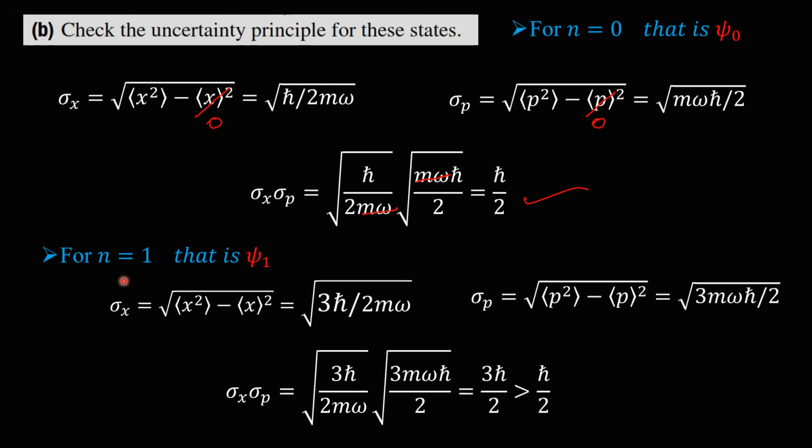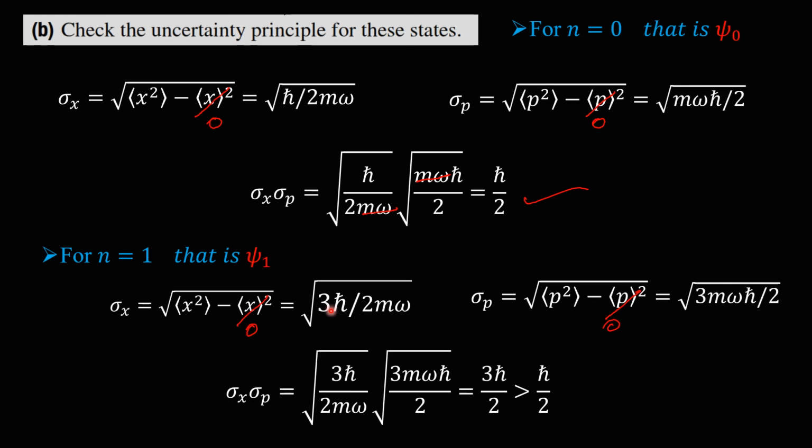Then the next case, n equal to 1, that is psi 1. In this case, we have seen the expectation value of x here also is 0, and the expectation value of p also 0. So sigma x is nothing but the square root of the expectation value of x squared, which is 3h cross divided by m omega. Then sigma p is the square root of the expectation value of p squared. The expectation value of p squared, we have seen, is 3 times m omega h cross divided by 2.